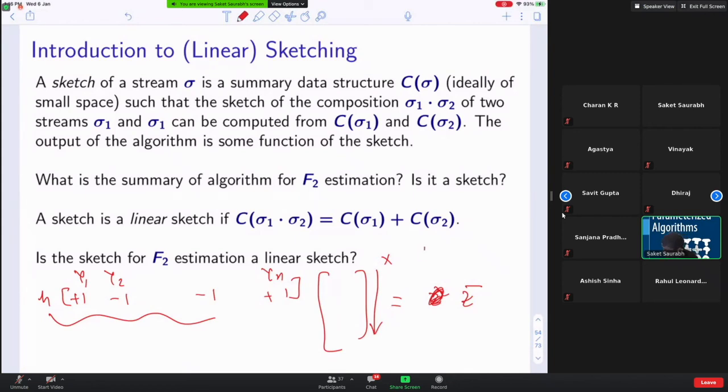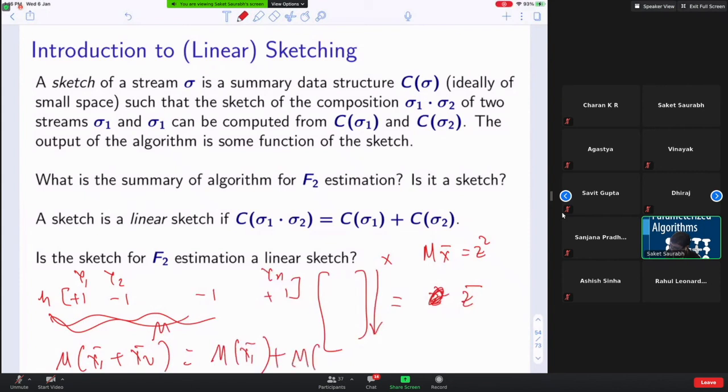So basically, this is nothing but M x bar equal to some z bar, where M is a 1 cross n matrix. Since it's a matrix, what is the property of x1 bar and x2 bar? It's M x1 bar plus M x2 bar. So we could think of our algorithm as a matrix that is trying to build over this x bar. I will tell you how to update this.